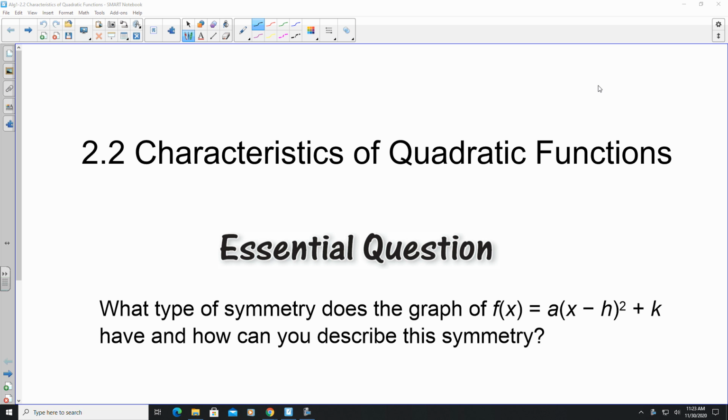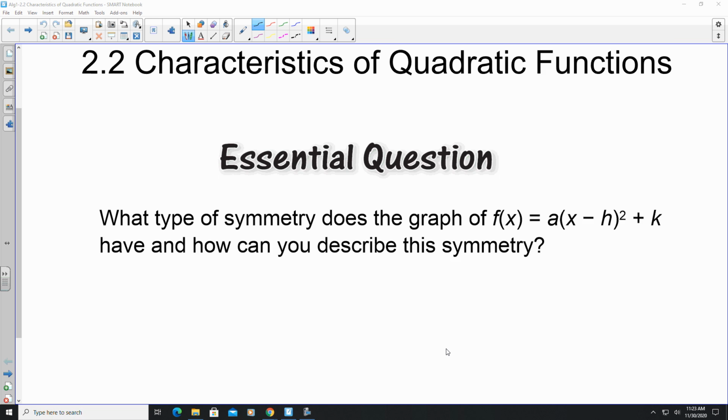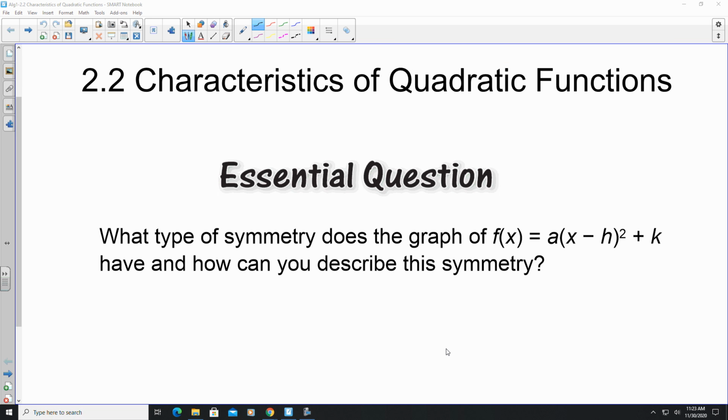In this lesson, we're looking at section 2.2, where we're going to look at characteristics of quadratic functions. So when we looked at quadratic functions earlier in the semester, there were certain points, certain definitions that we were asked to find.